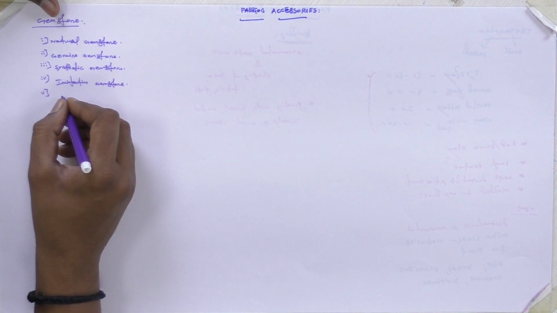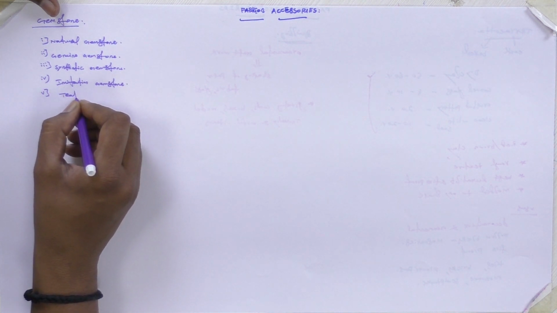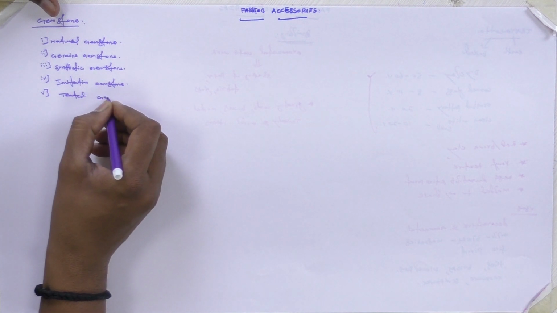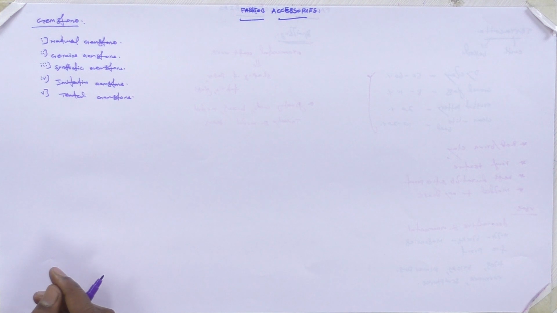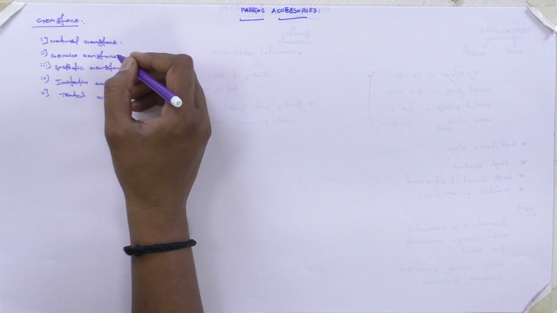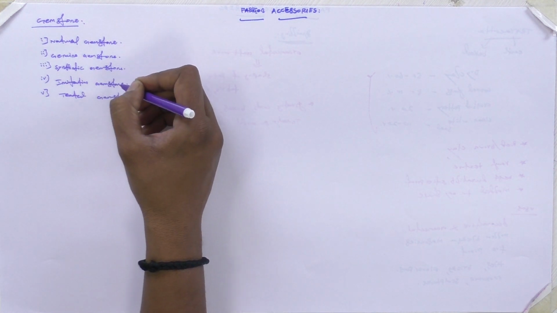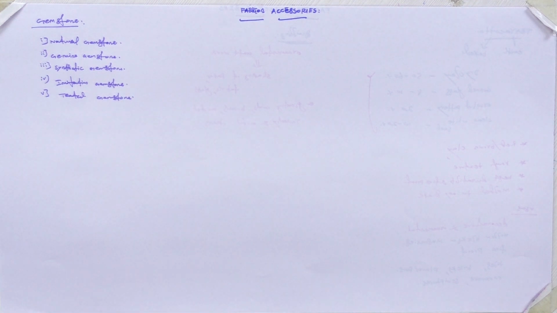And then fifth, treated gemstone. So the gemstones are classified into 5 different types: natural, genuine, synthetic, imitation and treated. Here the natural gemstone is nothing but no interference of human. Without any interference of human, we just use the gemstone for making the fashion accessory; that type of gemstone is called a natural gemstone.